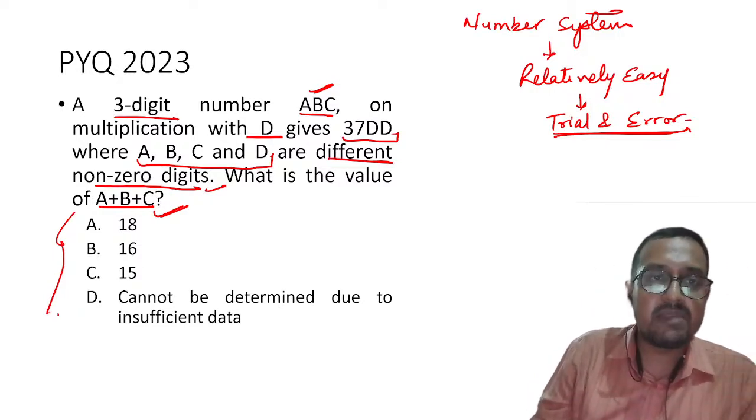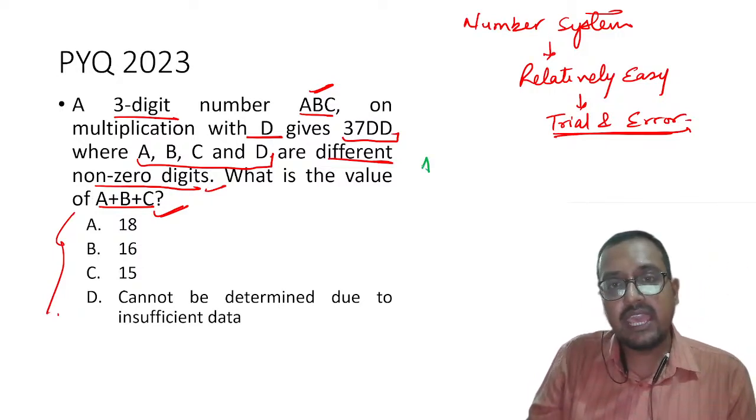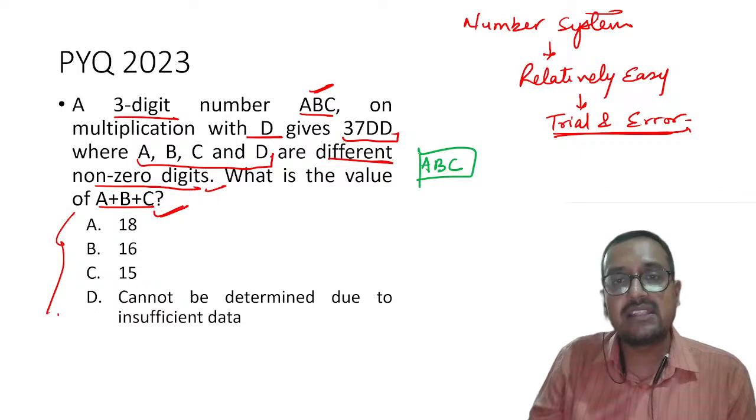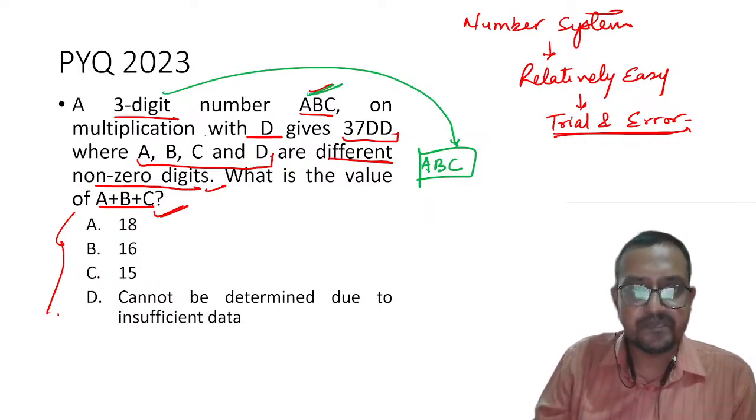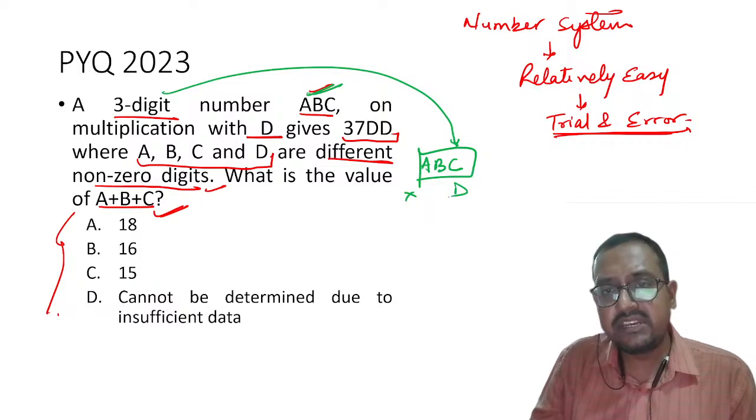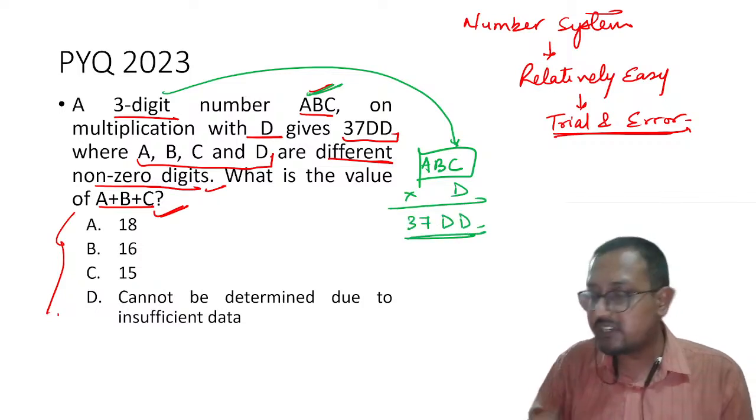What is happening, my dear students? Here A, B, C. Let us presume that this is a 3-digit number, as given in the question. It is multiplied with D and it yields 37DD. 37DD. Understood?